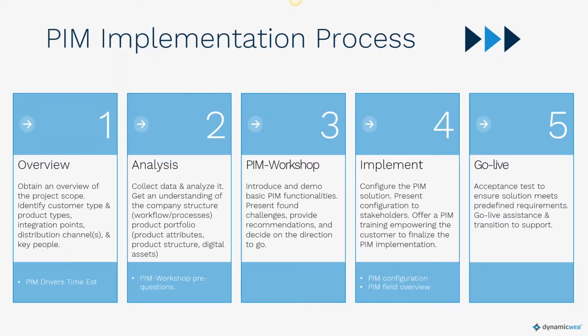So the overall PIM implementation process looks as follows. There are 5 main steps. Each of these 5 steps contains some sub-steps. And you can say just a brief intro of the implementation.